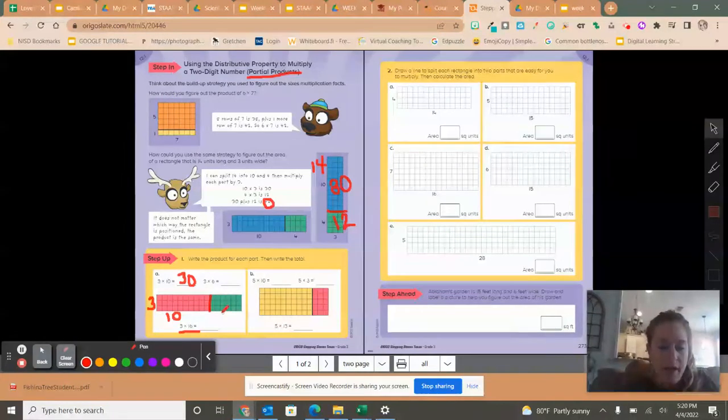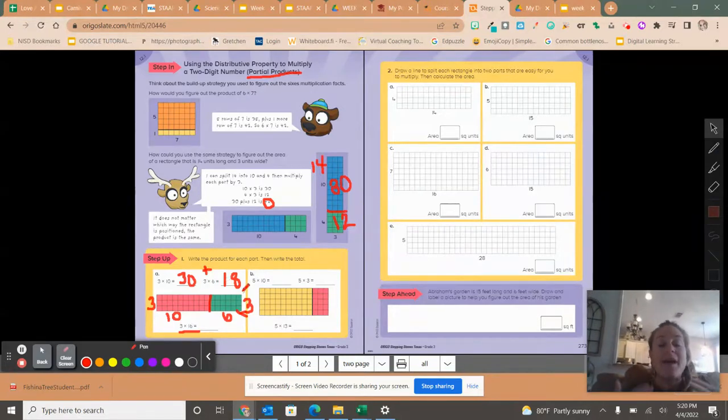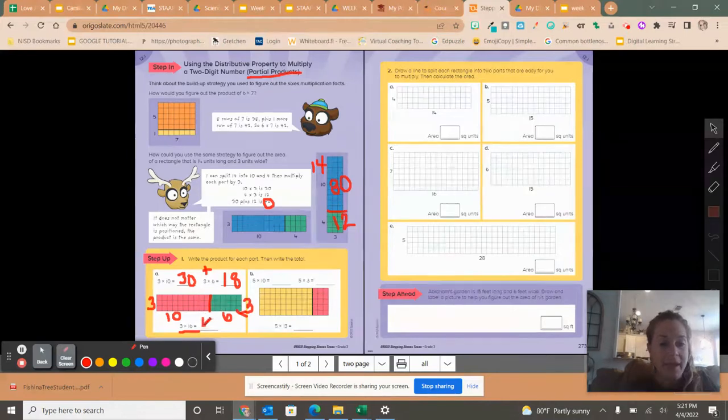And then you go over here and you know that that's going to be 6 and this is going to be 3. And I know that 6 times 3 is, you grab your multiplication chart and you end up saying, oh yeah, 6 times 3 is 18. Now, the kicker is you have to take these two products and add them together because you're trying to figure out 16 times 3, which ends up being 48.